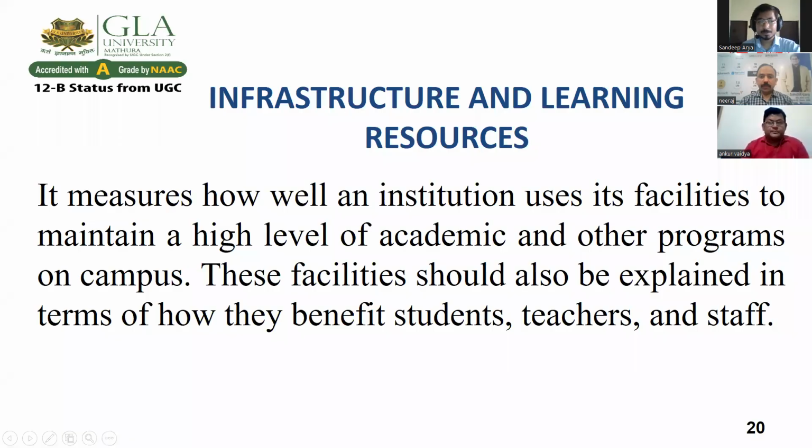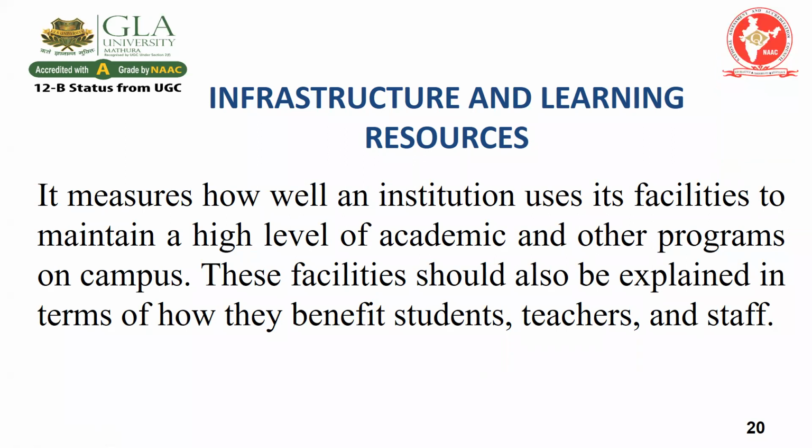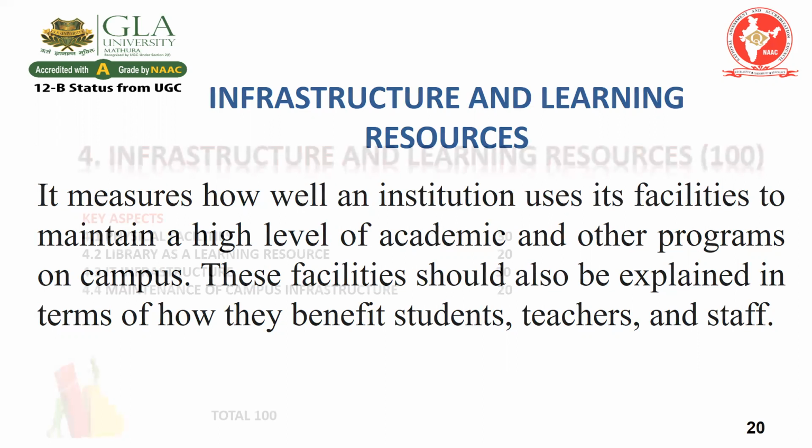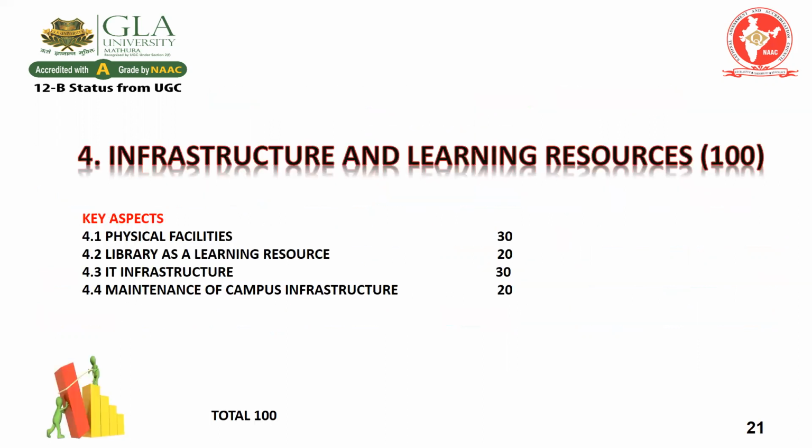So our next criteria is criteria number 4, which is infrastructure and learning resources. It measures how well an institution uses its facilities to maintain a high level of academic and other programs on campus. These facilities should also be explained in terms of how they benefited the students, the teachers, and the other staff. In this criteria number 4, the total is 100 marks.